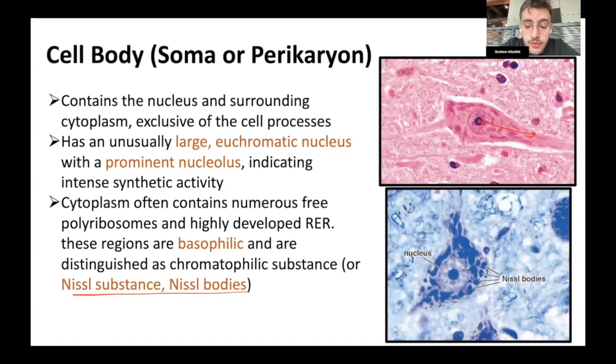The surrounding around the nucleus is made of a complex structure called the rough endoplasmic reticulum. This rough endoplasmic reticulum is responsible for making the proteins necessary for neuronal function. Now, this structure is basophilic, and in your nervous system, it has a special name, which is the Nissl substance.